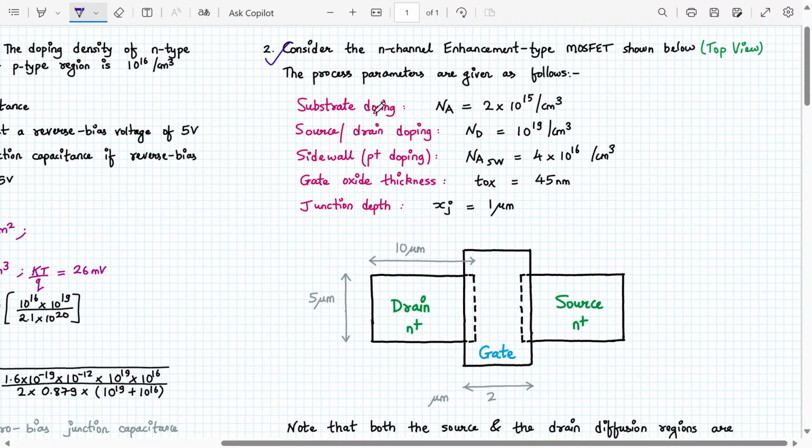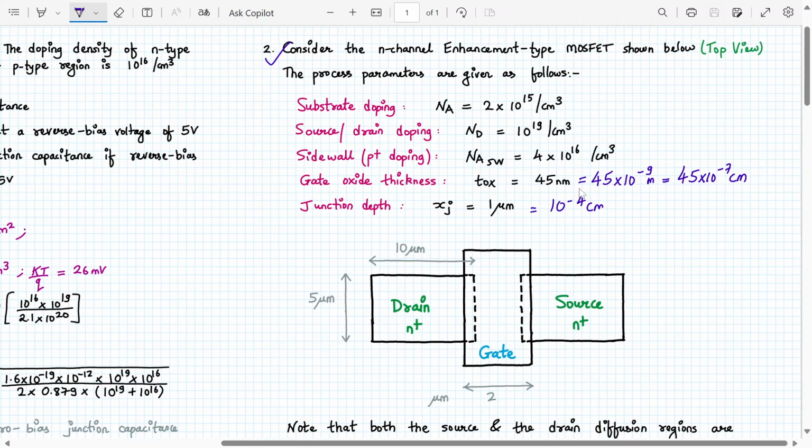Substrate doping is given Na. Source drain doping is given as Nd. Sidewall doping is given as Na sidewall. Gate oxide thickness is Tox 45 nanometer. So it will be 45 into 10 is to minus 9 meters. That will be 45 into 10 is to minus 7 centimeter. Xj is 1 micrometer. So that means 10 is to minus 4 centimeter. Alright?